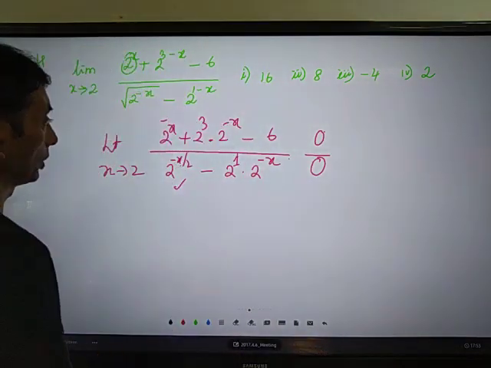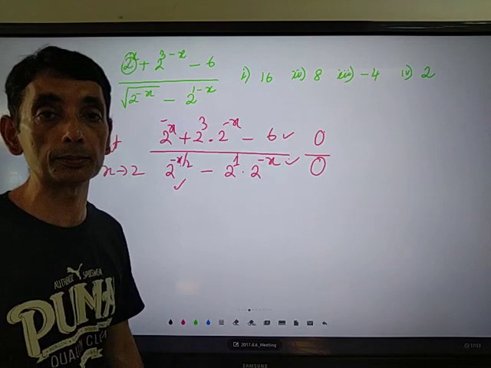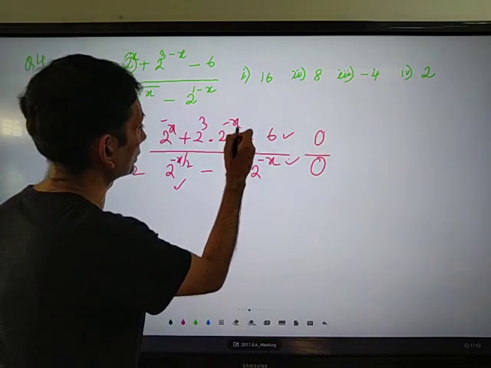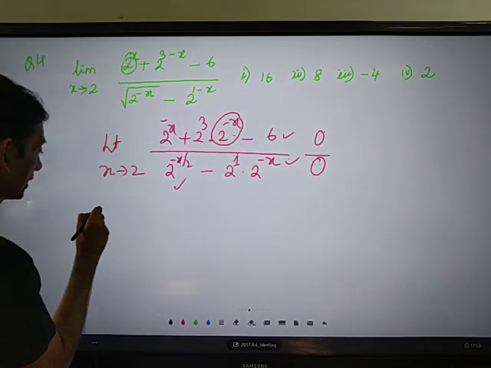So what I am going to do is try to remove the indeterminate form in both numerator and denominator. Now just try to divide both numerator and denominator by this expression, 2 to the power minus x. Okay, what is the next expression?